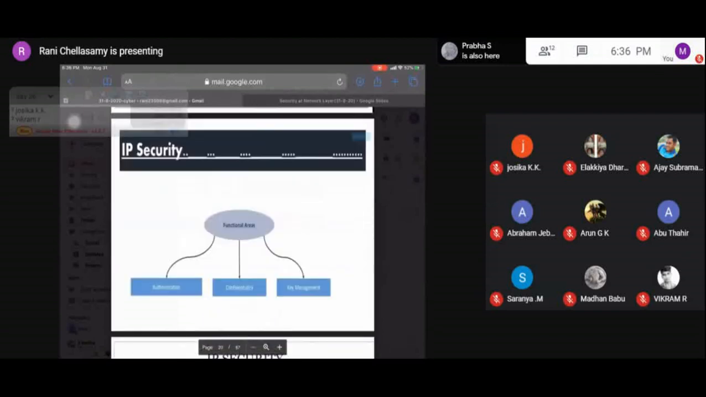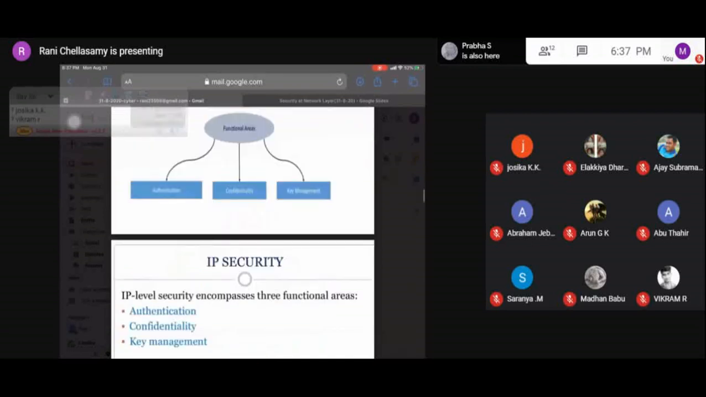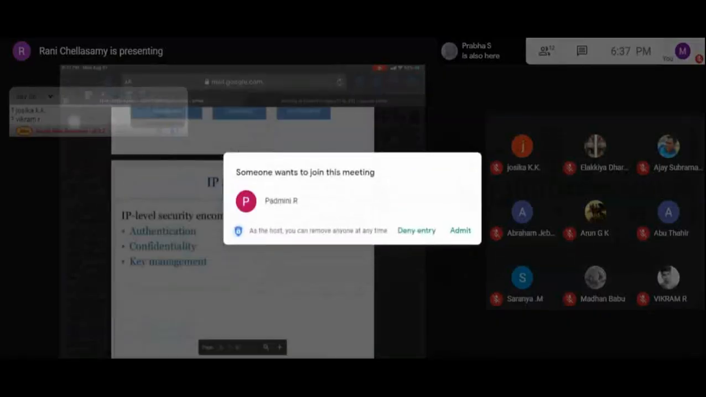Okay, fine. Coming to IP security, it mainly focuses on three functional areas. The first is authentication, the second is confidentiality, and the third is key management. So the IP security protocol will provide all these: authentication, confidentiality, and key management. IP level security encompasses three functional areas: authentication, confidentiality, and key management.